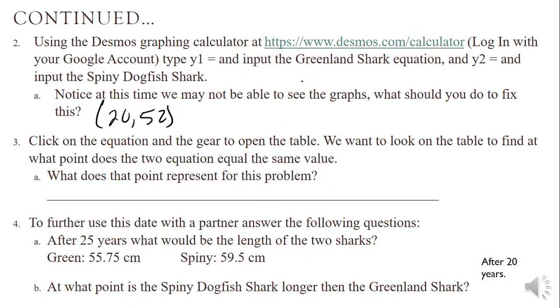So then what does it mean? What does 20 and 52 mean in terms of this problem? So what does 20 represent? 20 what? 20 is our years, right? Does that make sense? What does the point represent? It says at age 20, right? They both will be.